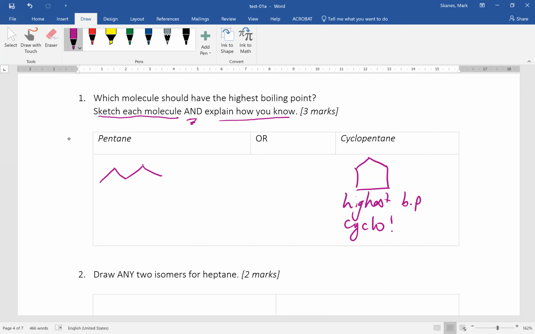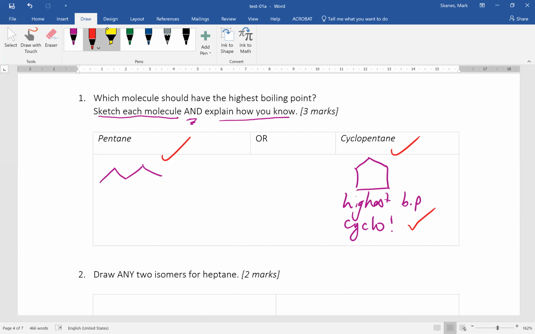Now, we could go into more details. It has to do with intermolecular forces, but really all I wanted the students to say for full marks is, well, draw your two molecules, you get 2 marks there. And then for 1 mark, you would say cyclopentane has the highest boiling point because it is a cyclic molecule. Cyclic molecules have higher boiling points than similar hydrocarbons.